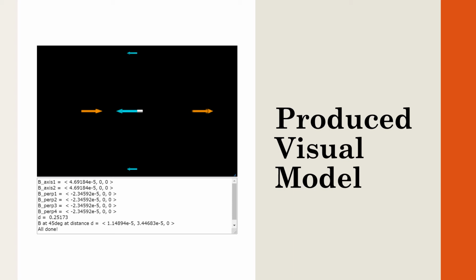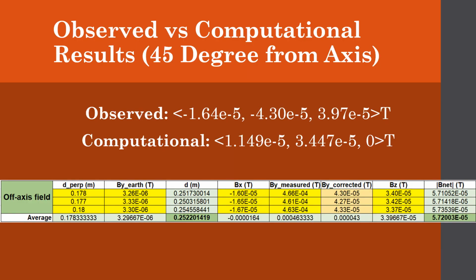This displays vectors for the magnetic fields at 2 locations in the parallel axis and 4 locations in the perpendicular axis to the bar magnet, as well as displays the calculated vector values. Additionally, at the bottom, there is a calculated value for the magnetic field vector at distance d, 45 degrees from the bar magnet. Here are the differences in magnetic fields observed at 45 degrees from the bar magnet in the observed versus computational model measured in Teslas.